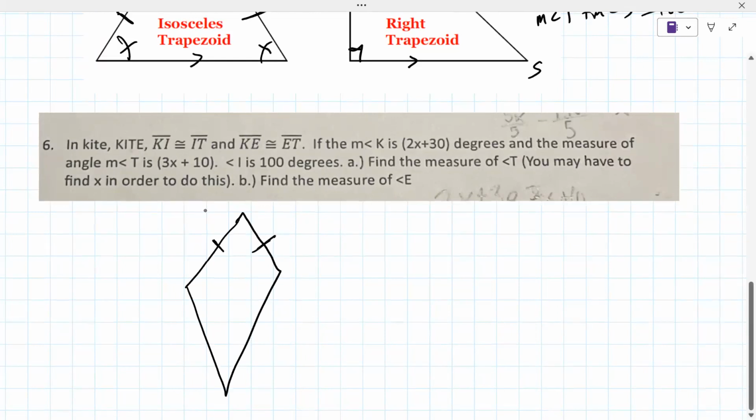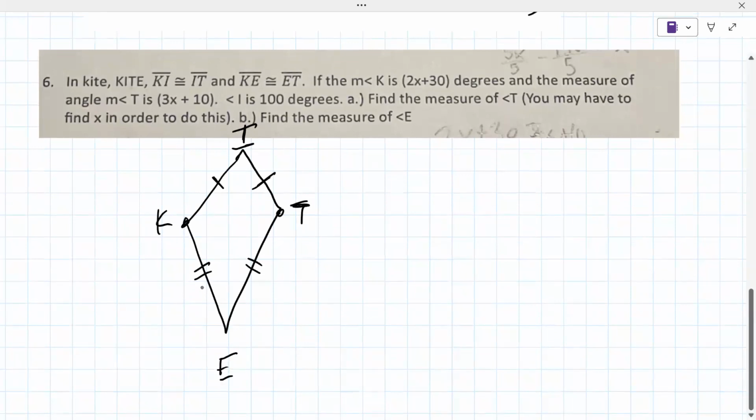I have a question. Do you start from left to right when you're labeling the letters? No, it's based on the congruences. That's what I was trying to show you here: these two down here are congruent. The top ones share an I, so that's K and I, I and T. The bottoms share an E. K to E is congruent to E to T.